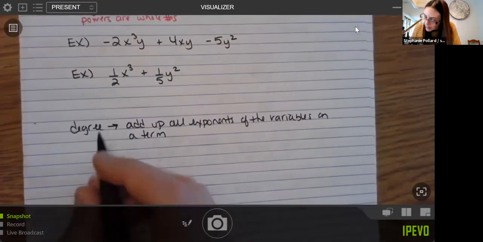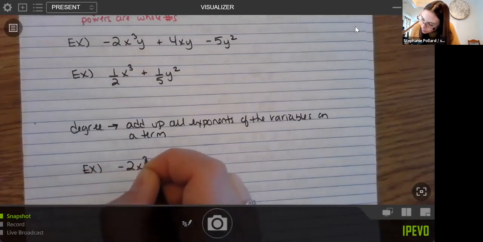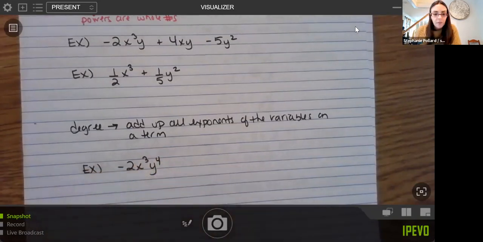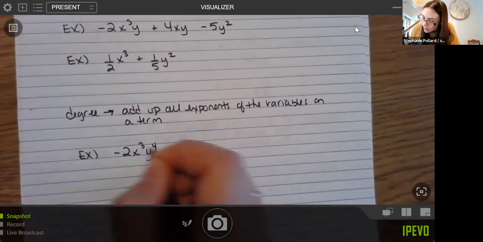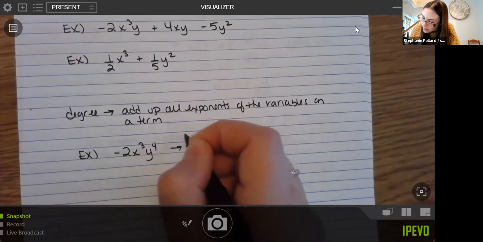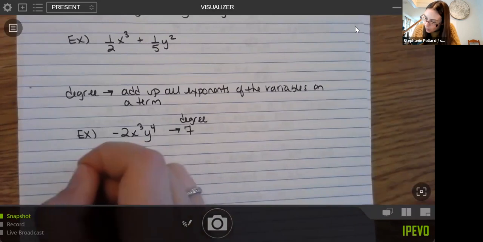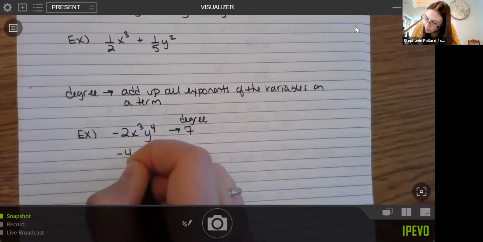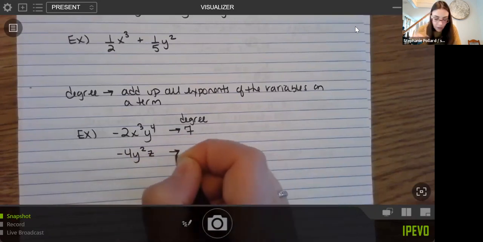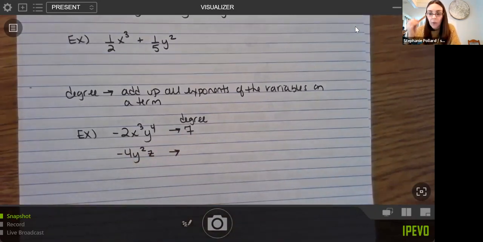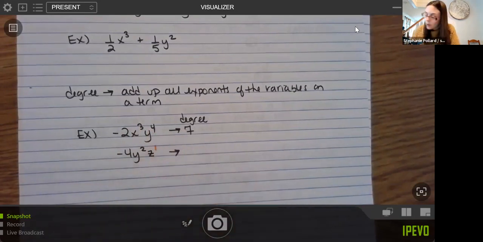So for example, let's say I had something like negative 2x cubed y to the fourth. I would just look at the exponents on my variables and add those up. 3 plus 4 is 7. So the degree there is 7. Or let's say I had something like negative 4y squared z. If there is no variable exponent noted, there is a 1 there. So here it would be 2 plus 1, which is 3.